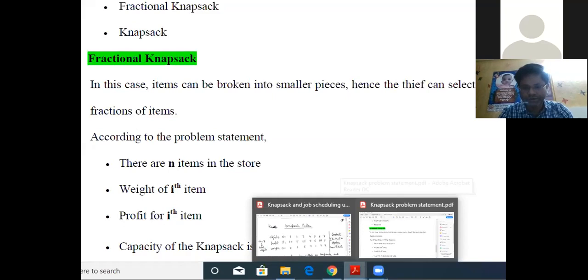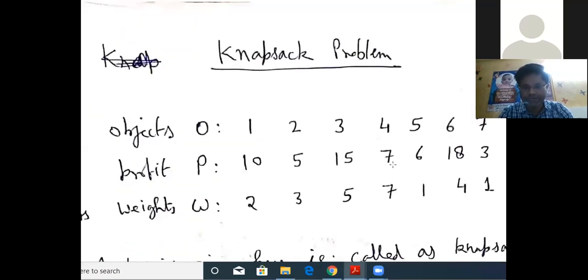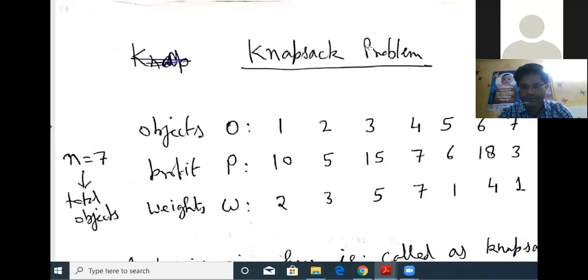Now I'm taking an example, so that with its help the picture becomes clear in your mind. Let's take this knapsack problem. Here you have been given the items denoted by objects: 1, 2, 3, 4, 5, 6, and 7. So there are a total of 7 items, and the profit of each item is given. For the first item the profit is 10, second item profit is 5, third item profit is 15, fourth item profit is 7, fifth item profit is 6, sixth item profit is 18, and seventh item profit is 3.